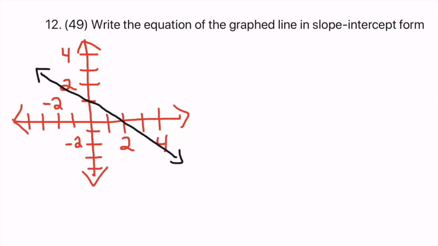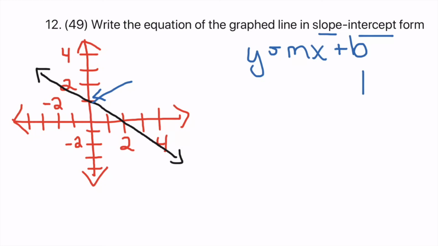Write the equation of the graphed line in slope-intercept form. So remember, slope-intercept form, you need the slope and you need the intercept. And it's written as y equals mx plus b, where b is our y-intercept and m is our slope. Now the y-intercept, we can see pretty clearly, it's right here, and that's at 1.